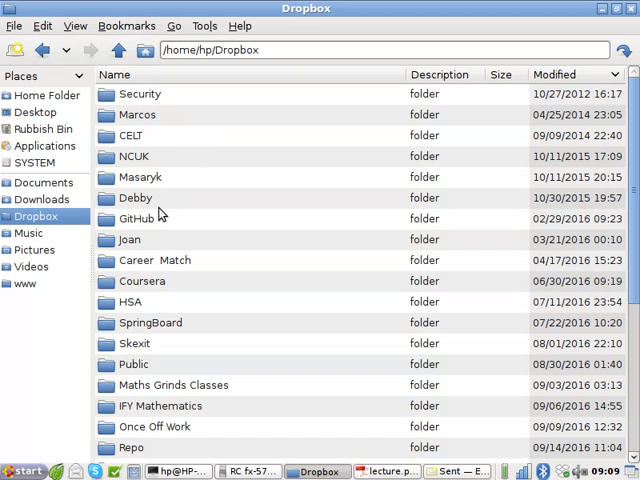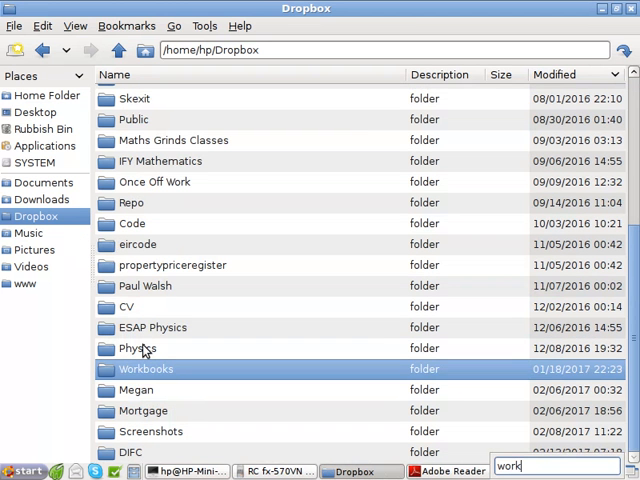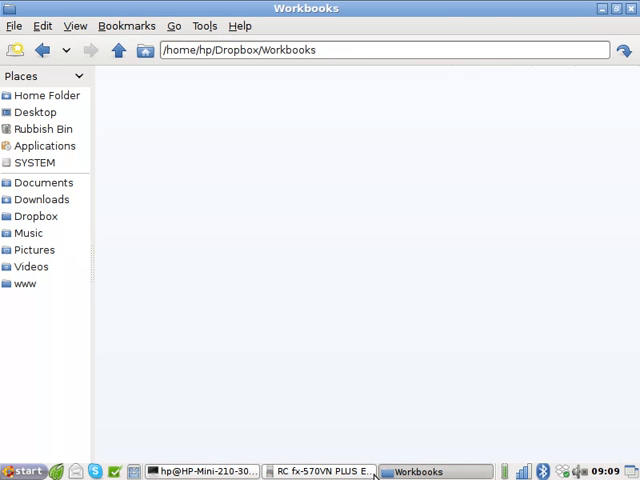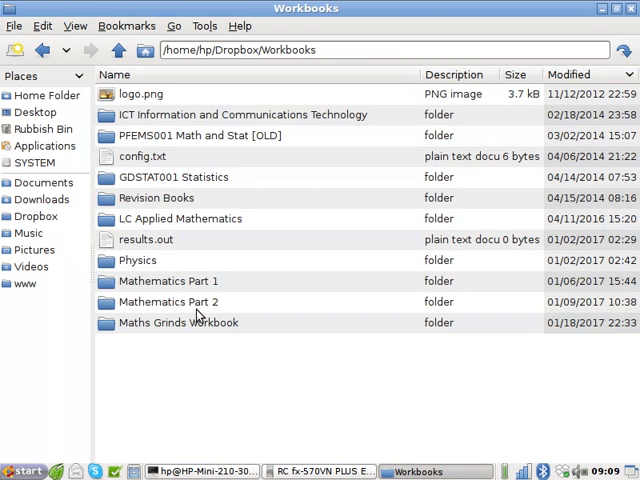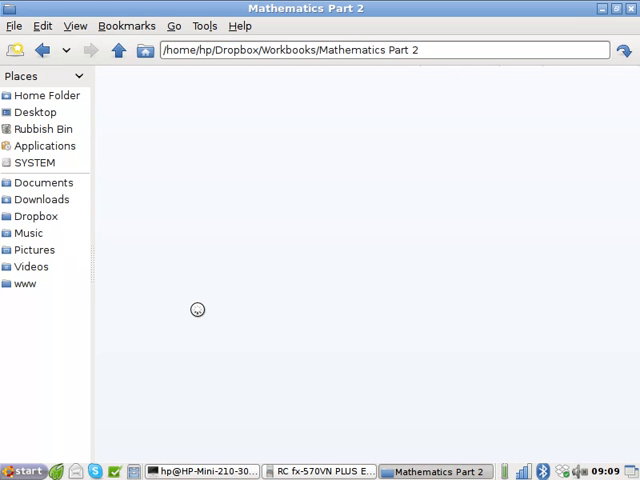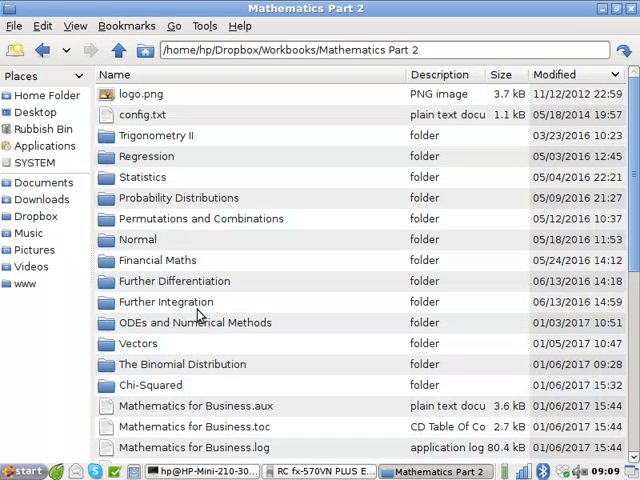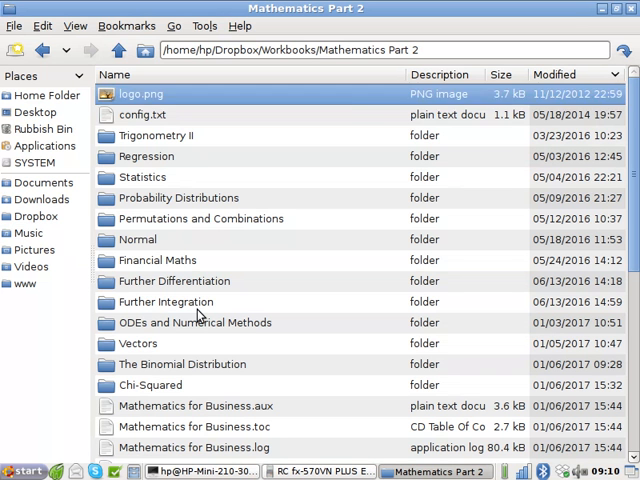Okay, where are we now? Workbook. Maths part 2, engineering. Oh well, I thought it'd just be me and Musharif again. No longer. I don't have it anymore. All right, come on.